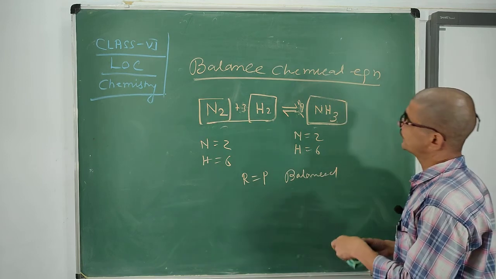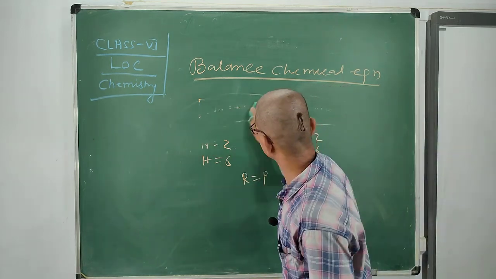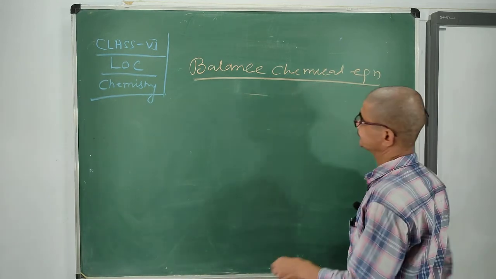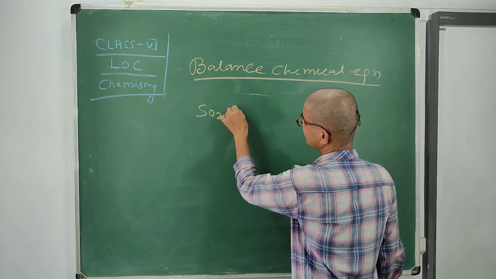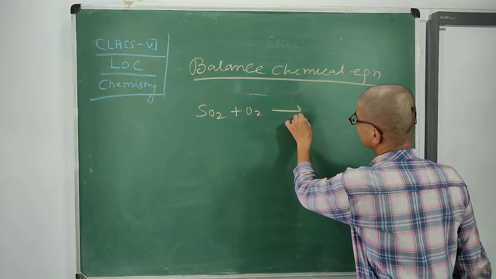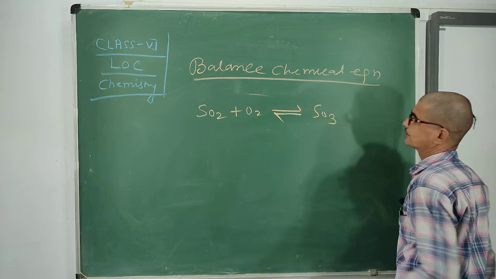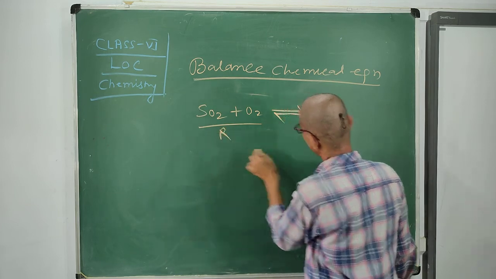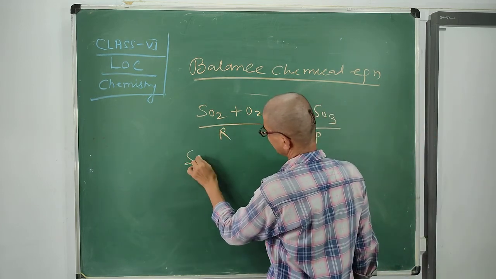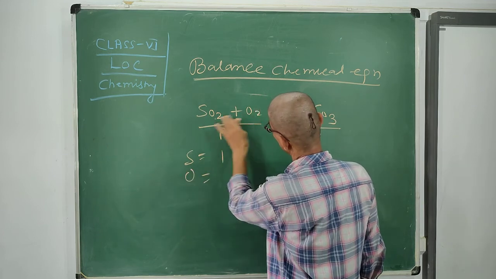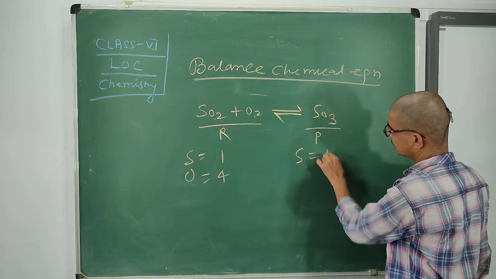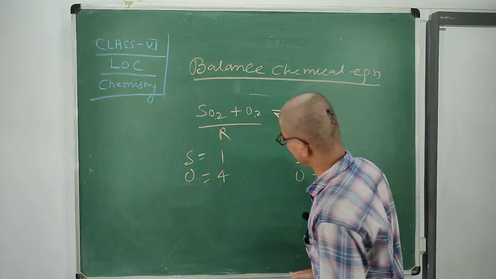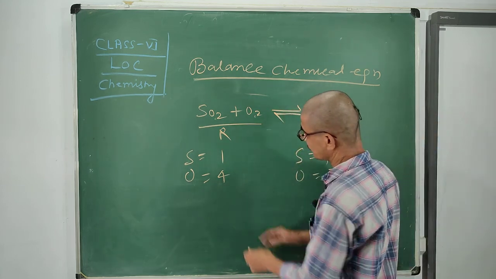Now, one more example I am going to take. Sulfur dioxide reacts with oxygen to form sulfur trioxide. So this is an unbalanced chemical equation. This part is called the reactant, this part is called the product. On the reactant side sulfur is 1, oxygen is 2 plus 2, which is 4. Sulfur is 1, oxygen is 3. So oxygen is not equal. So it is an unbalanced chemical equation because the oxygens are not the same.